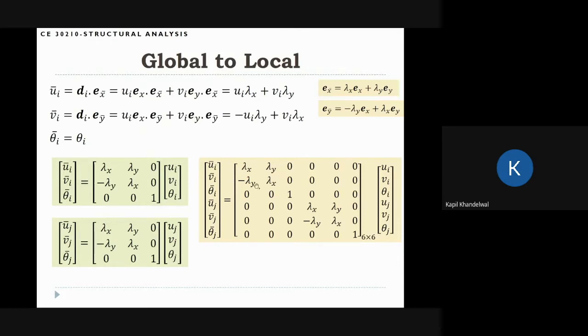So they're all multiplied by zeros. And similarly, UJ bar, VJ bar, theta J bar, this is this block. This matrix here is this block here, and this is padded with zeros here. And now what we have done is we have represented the local displacement in terms of the global displacements for that element. So these are the displacements in the global coordinate system. These are the displacements in the local coordinate system. And they're related by this matrix that we are going to call T, or a transformation matrix.